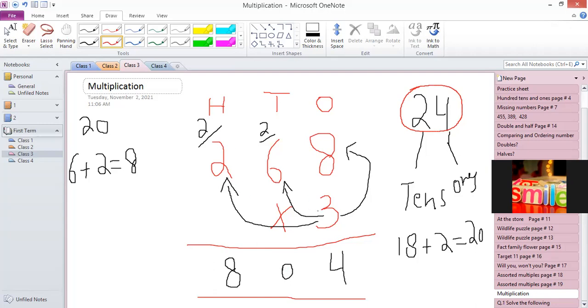Then you multiply this 3 by 2 hundreds. 3 multiplied by 2 equals 6. 6 plus 2 equals 8. So you will write 8 here. So the answer will be 804. This is how you have to simply multiply.